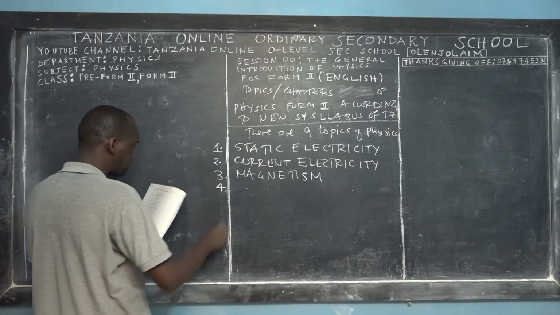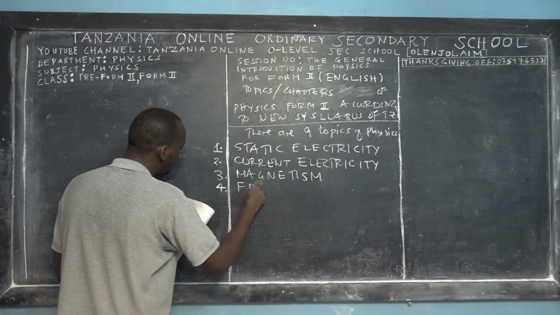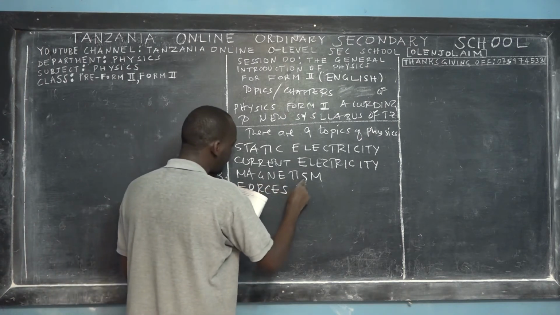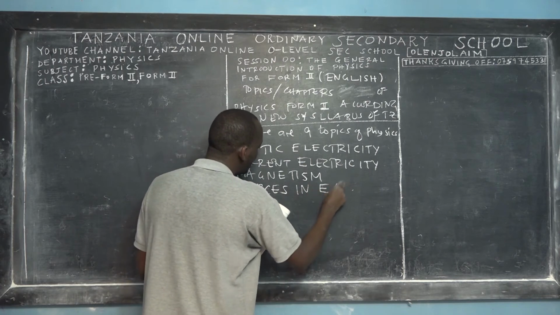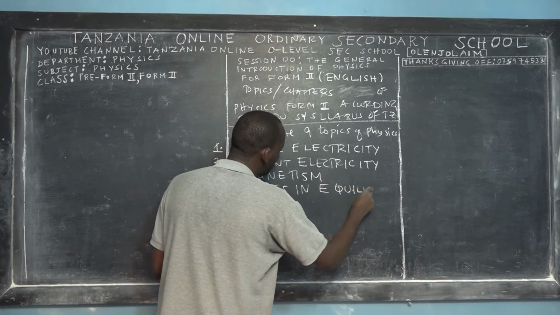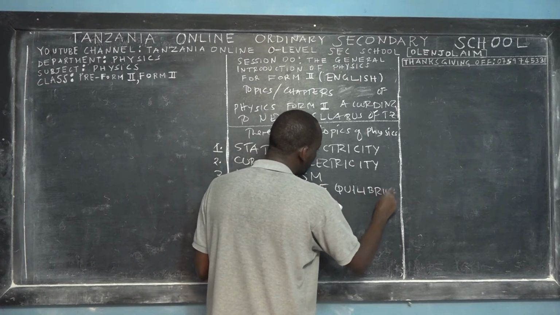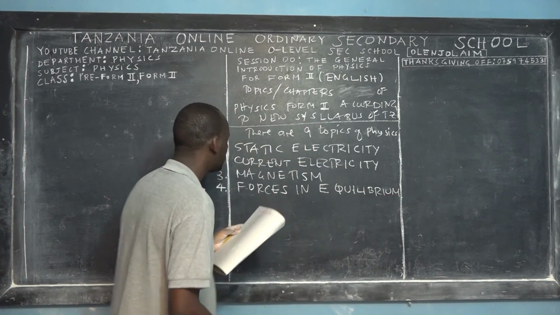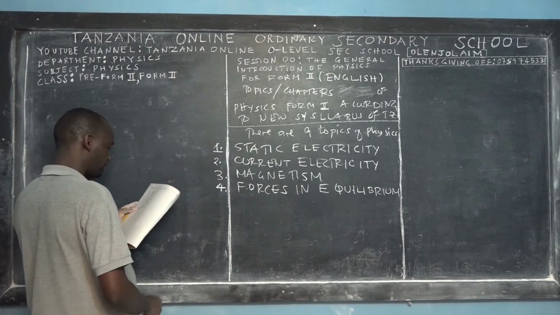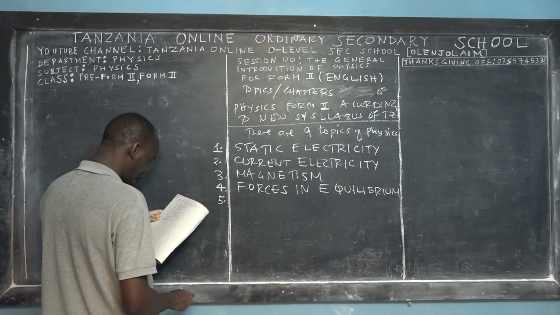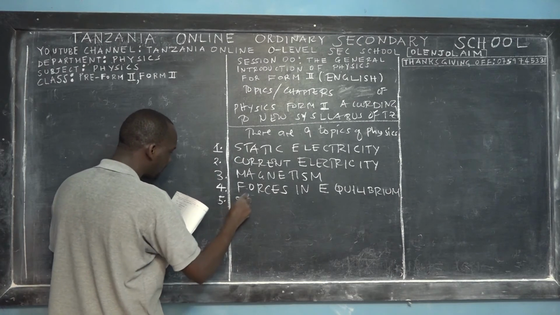The first topic is called forces in equilibrium. I do remember that when I was in school, I was on that level. Many students were quitting. Even myself, I had a lot of trouble with equilibrium, right? I had a lot of trouble learning this topic. So forces in equilibrium. And then the fifth topic, we call it the simple pendulum.